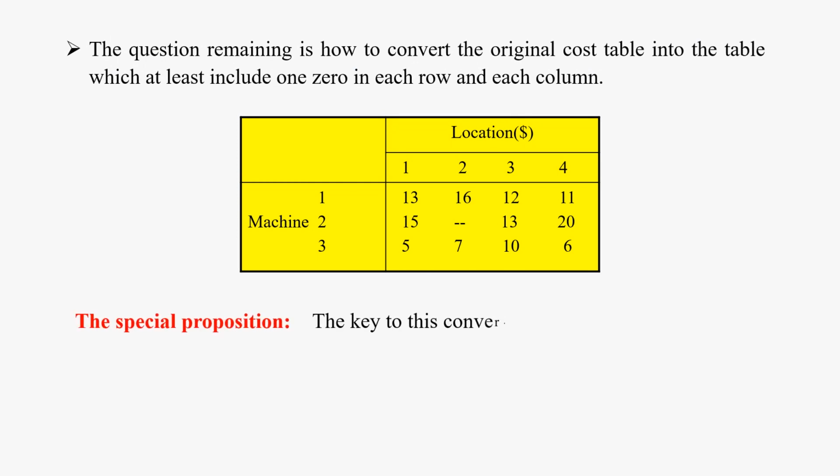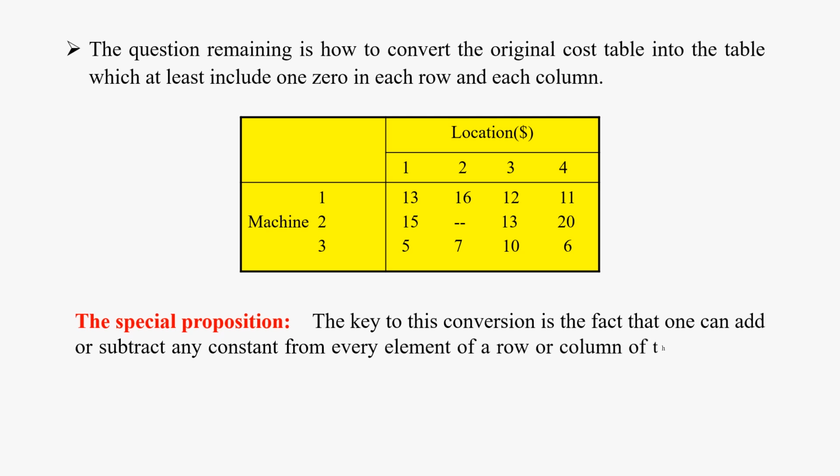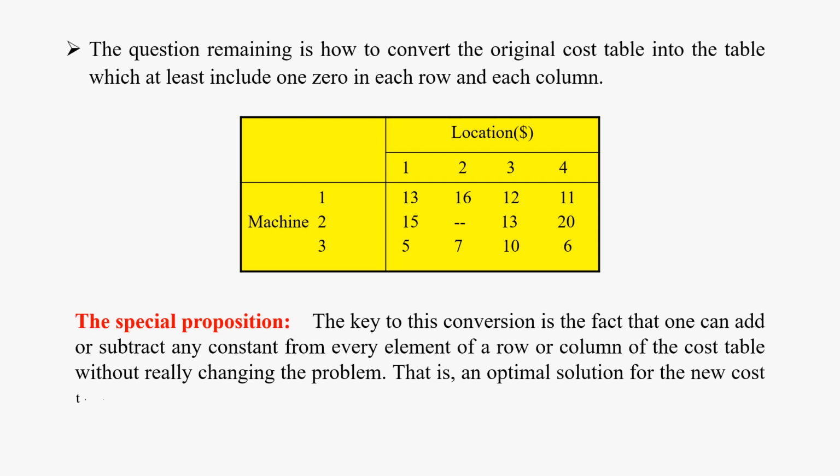And we notice the special property of the assignment problem. The key to this conversion is the fact that one can add or subtract any constant from every element of a row or column of the cost table without really changing the problem. That is, an optimal solution for the new table must also be optimal for the old one, and conversely.